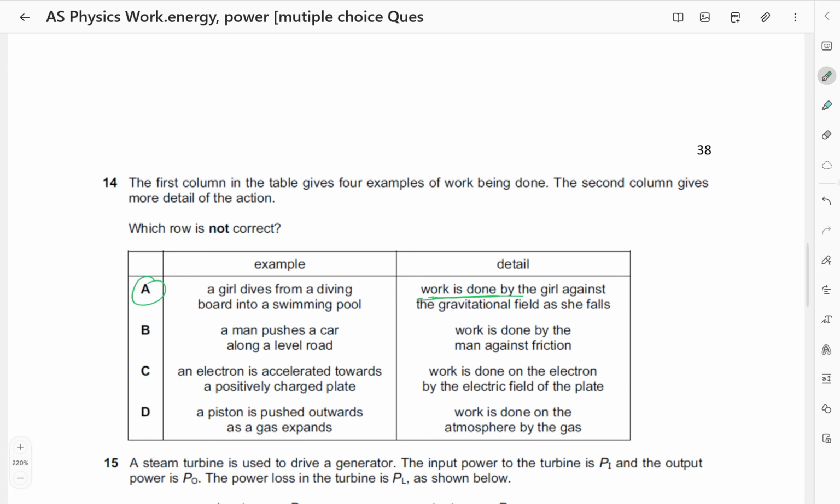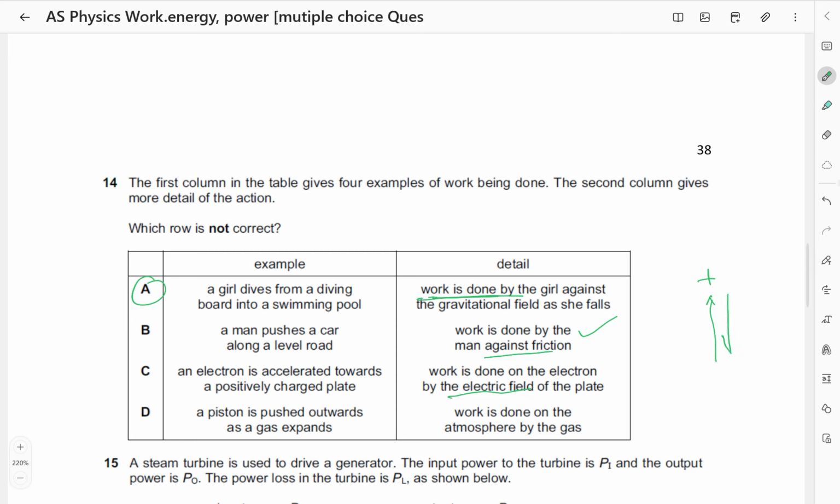So this one is not correct. A man pushes a car along a level road. Work is done by the man against friction. Yes, because he's pushing it, he's doing work against friction. That is correct. An electron is accelerated towards a positively charged plate. Work is done on the electron by the electric field of the plate. Although we don't study electric field, when an electron moves towards a positive plate, then work is done on it. It loses energy because it is moving in the same direction as it would move if it was free to do so.